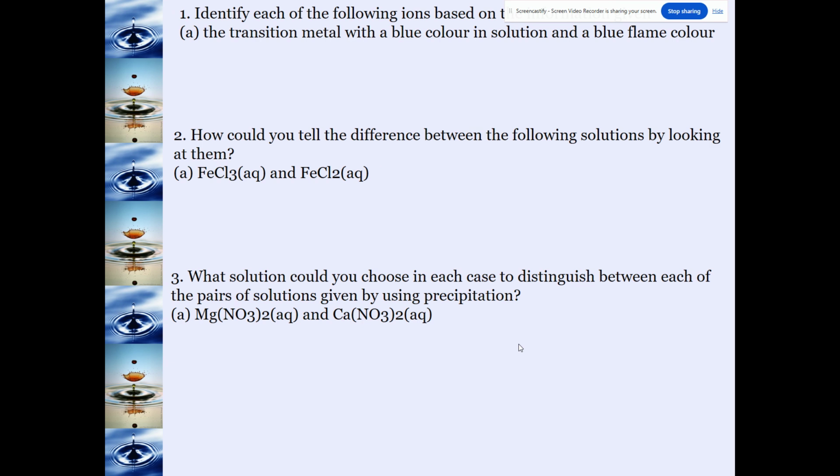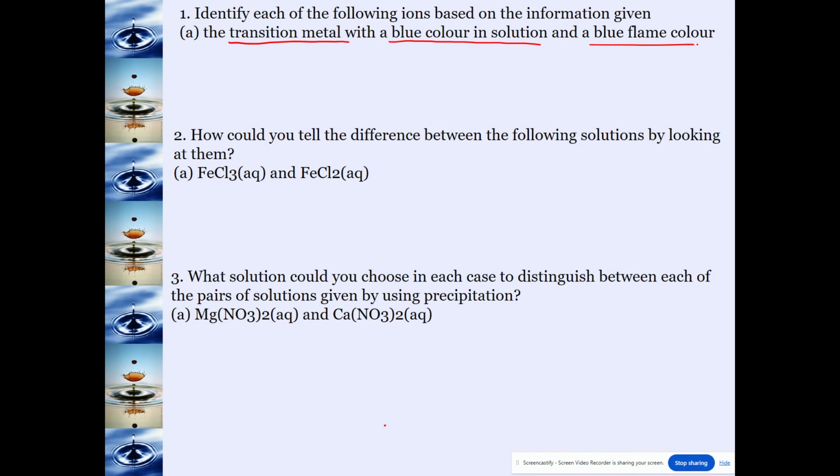Now, in the workbook that I give my students, I have some questions that I'm just going to go over just to show you again what type of questions you're going to see with this qualitative analysis. So you're asked to identify each of the following ions based on the information given. A transition metal has a blue color in solution and a blue flame color. So a transition metal is something in the middle of the periodic table. It's not group 1 or 2 metals. It's the ones in the middle. It has to have a blue color in solution and a blue flame color.